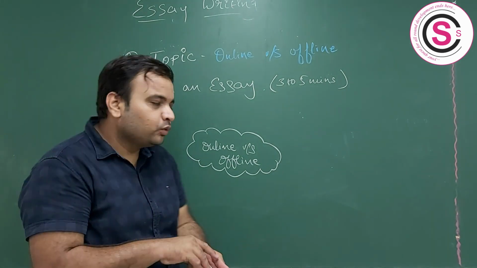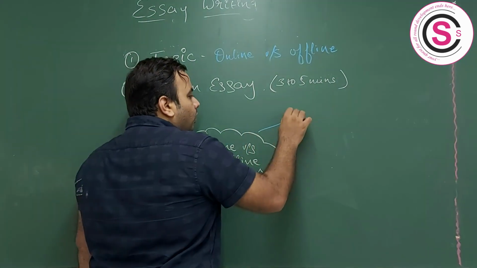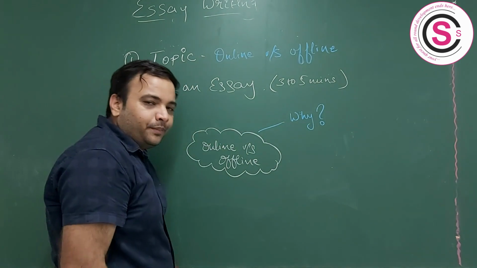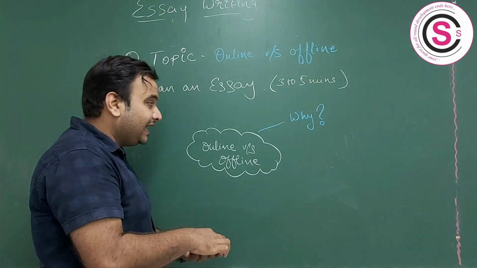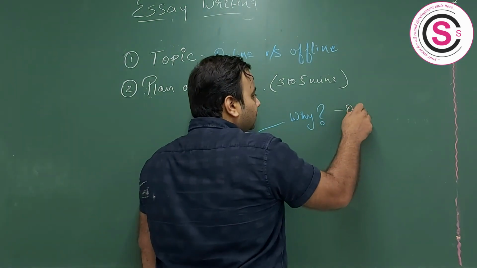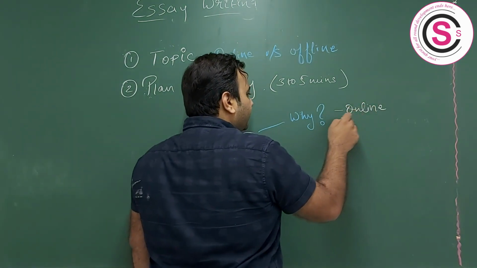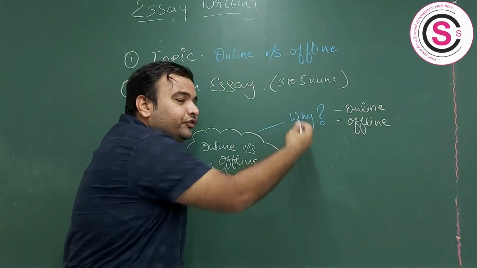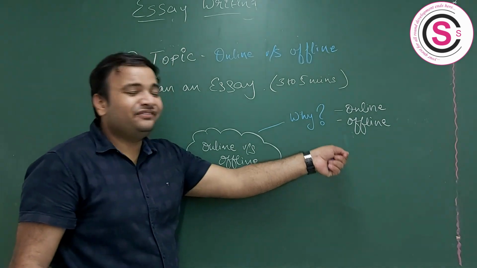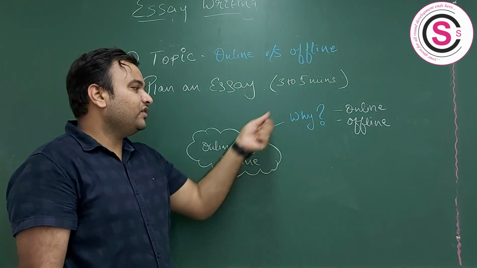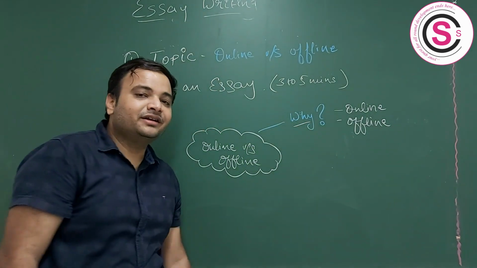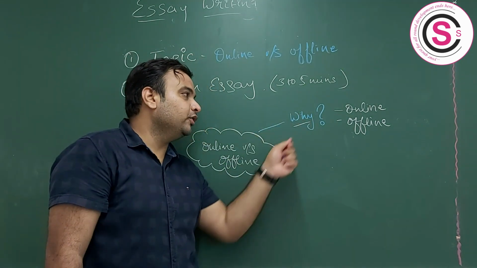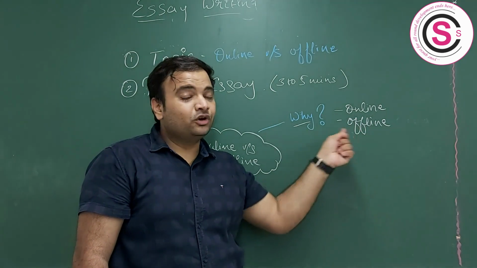So first point would be why any of the shopping is important. Why, if you are going with the online, why it is important? If you are going with the offline, why it is important? Or why one should go for it? You need to justify your points. So first thing you should be very clear about is your stand. Why you are taking a stand, why you are supporting online shopping or why you are supporting offline shopping.